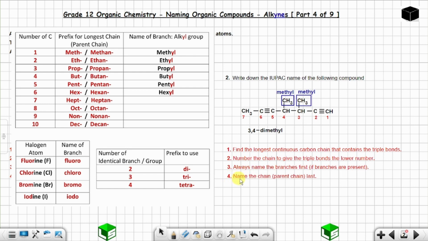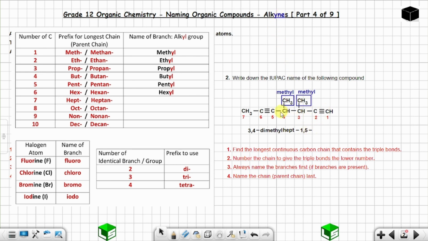Now you are going to name the parent chain. The parent chain is made up of 7 carbon atoms. You are going to use hept. You can see I don't have a hyphen between words, and you have to locate your triple bonds on carbon number 1 and on carbon number 5. So you are going to have 1,5. Remember to put the hyphen between a letter and a number. And now you can follow this with the suffix yne.